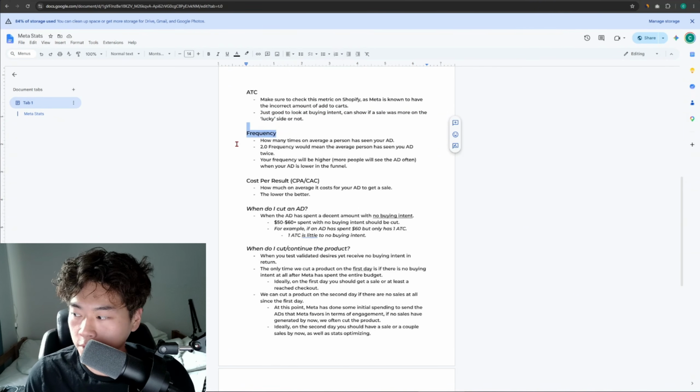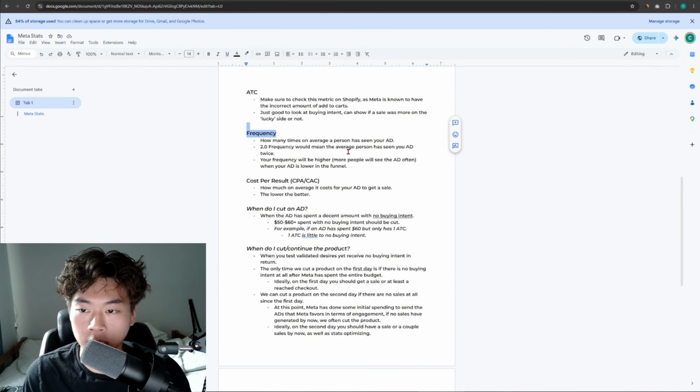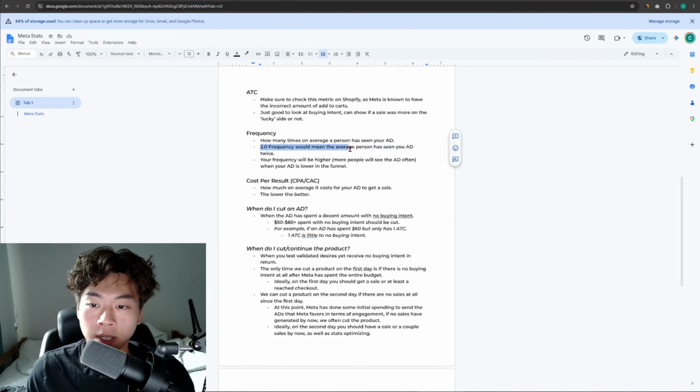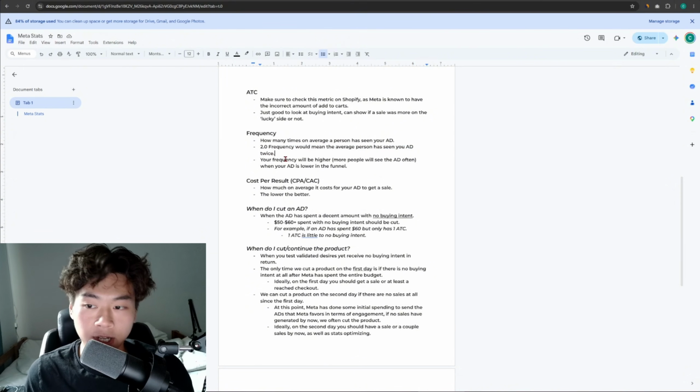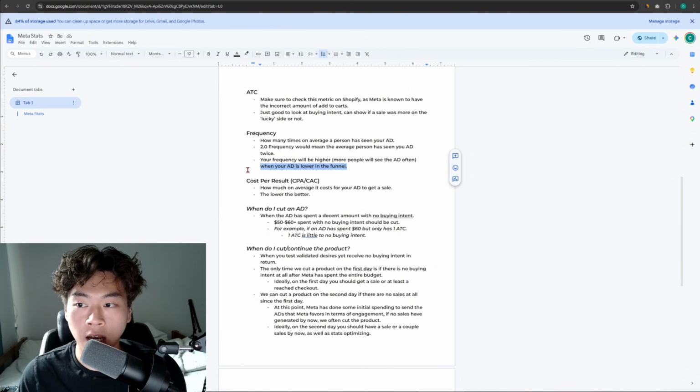Next, we got frequency. Frequency is pretty much just how many times on average a person has seen your ad. So 2.0 frequency would mean the average person that your ad's been shown to has seen your ad twice. This is a pretty high frequency, and your frequency will tend to be higher, which means more people will see your ad often, when your ad is lower in the funnel. When you're posting bottom of funnel ads, let's say bottom of funnel statics, let's say a Black Friday deal, chances are your frequency is going to be close to 2 or higher than 2.